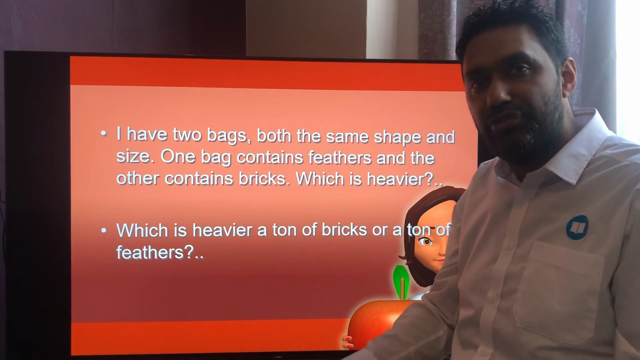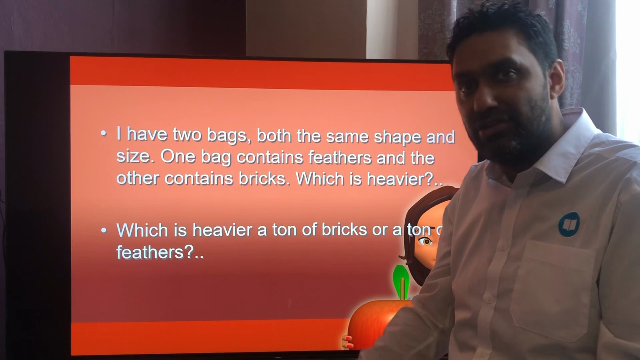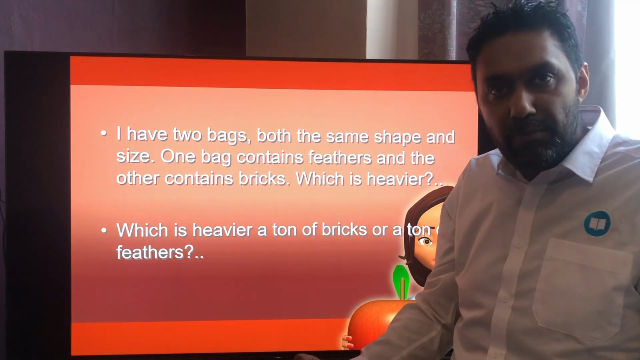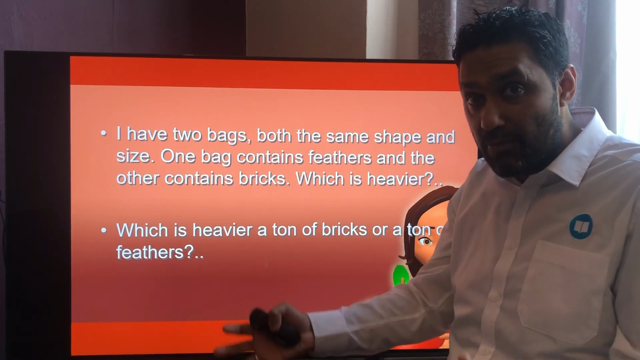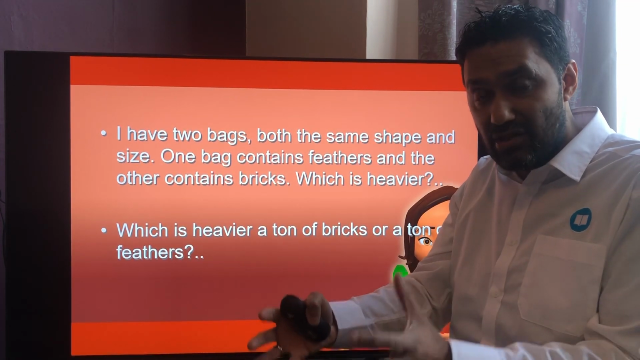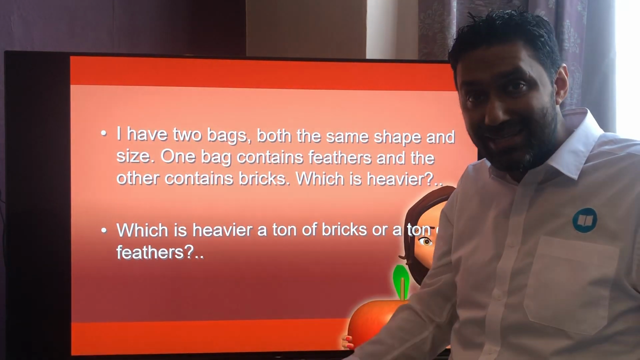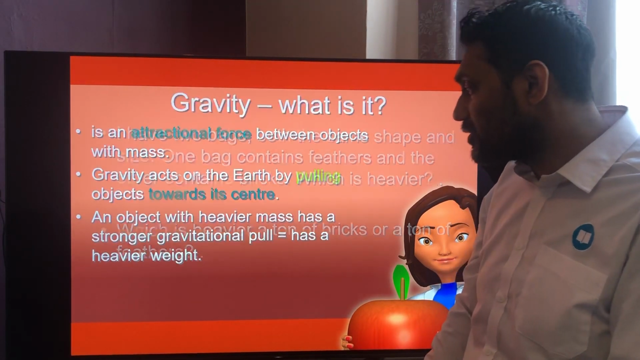However, if you've got the same mass of stuff, if you've got a ton of feathers and a ton of bricks, well, they're both a ton, they both weigh the same amount. But obviously the bag of bricks will probably be a lot smaller because it's a lot more dense, it's all packed closer together and a lot heavier, whereas the bag of feathers will be huge because they're a lot lighter, each feather is a lot lighter. So it's a bit of a trick question.